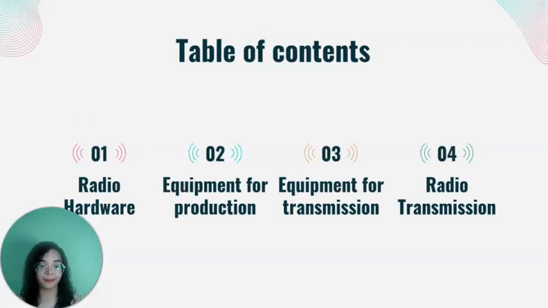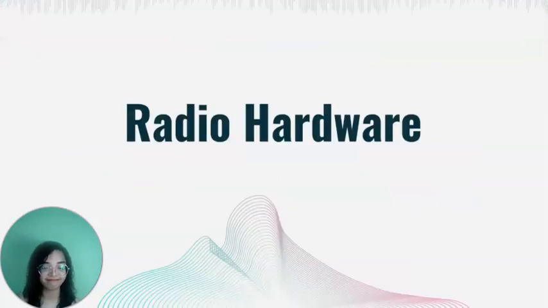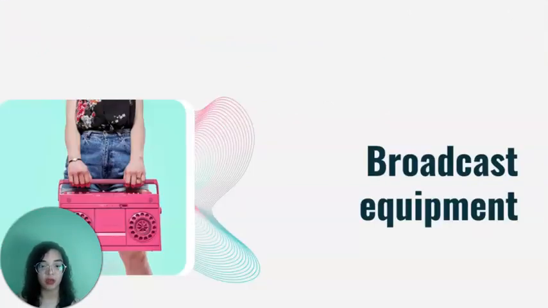So here are the topics that we'll be discussing in this report. First, we'll brush up on radio hardware, its definition. Next, we'll discuss the different equipment used for both the production and transmission of sound. And lastly, we'll discuss how sound is transmitted. Now let's start with the radio hardware or the broadcast equipment.